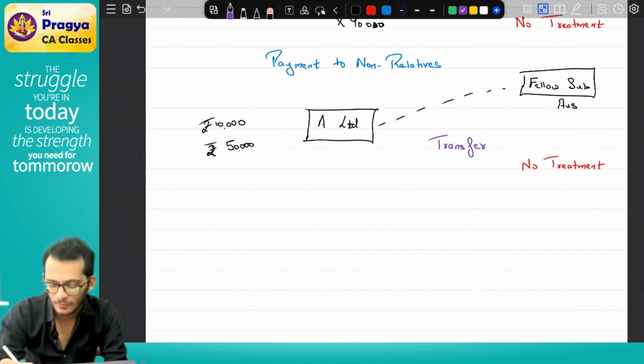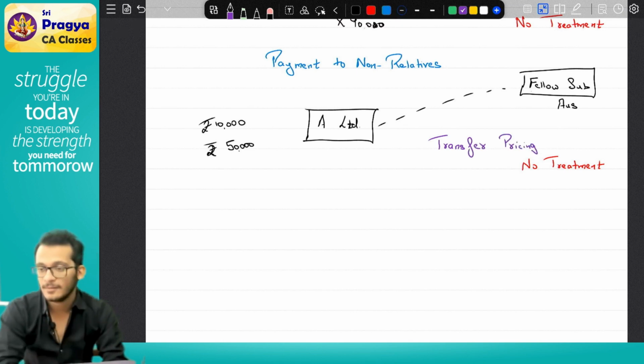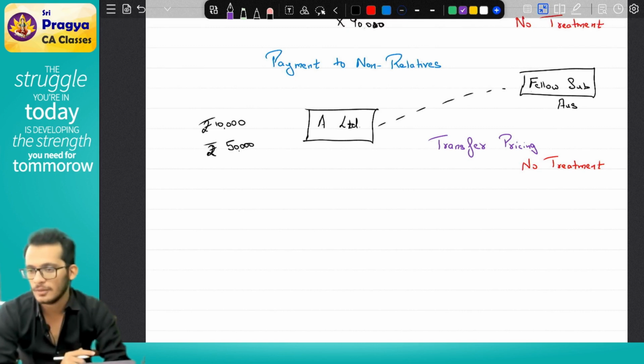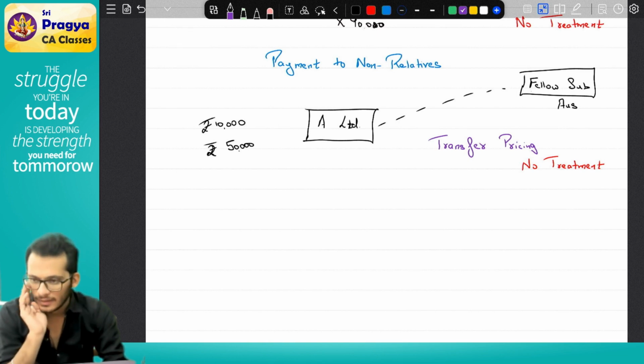What will you be liable for? You will be liable for transfer pricing. So income tax explicitly clarifies that if a transaction is liable for transfer pricing, the assessing officer can do nothing with it. If you feel there is a problem in the transaction, refer it to the transfer pricing officer.